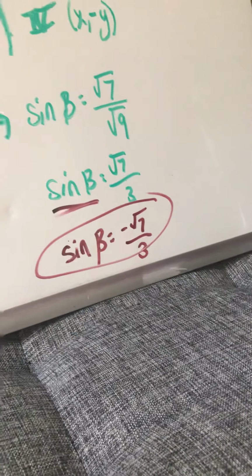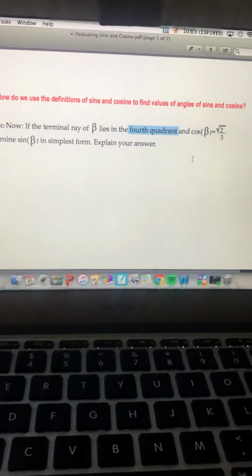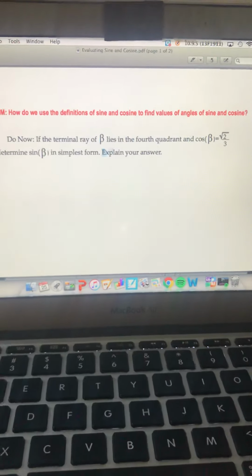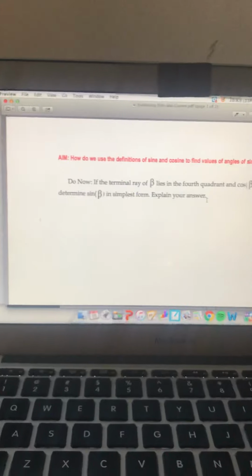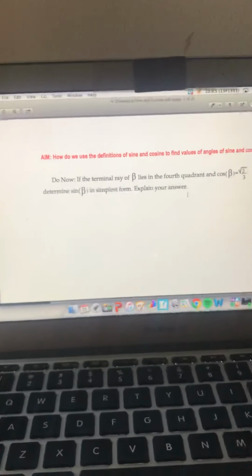And that's that. When I'm saying explain your answer, I want you to tell me why we had to put a negative there. Is that always going to be the case every time you solve it? How do we know that? Okay.